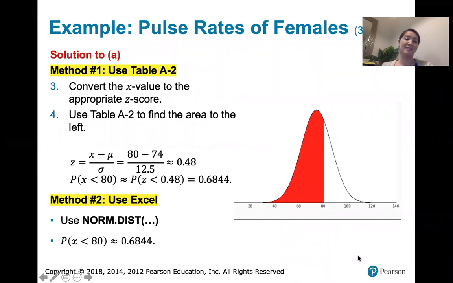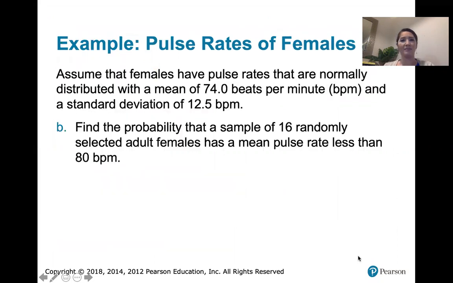That was dealing with a particular X value, and we're saying if you randomly select one woman, what's the probability that her pulse rate is less than 80? And it turns out to be 0.6844 is the probability. Now for part B, we're asked for the probability that a sample of 16 randomly selected adult females has a mean pulse rate less than 80 beats per minute. So they're asking about a mean for a sample with n equal to 16 adult females in it.